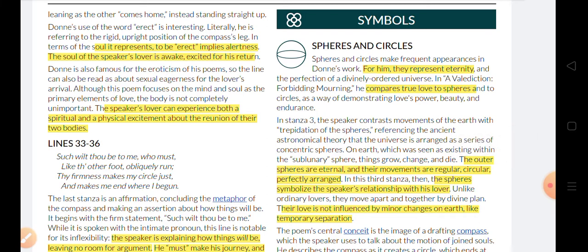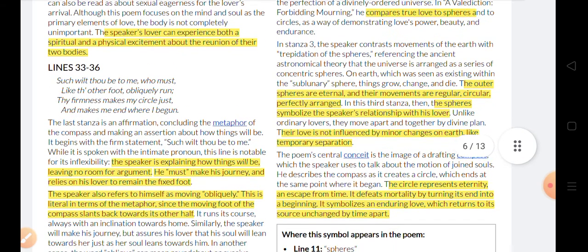And in terms of soul, to be erect implies alertness. The soul of the speaker's lover is awake, excited from its return. The speaker's lover can experience both a spiritual and physical excitement about the reunion of their two bodies.